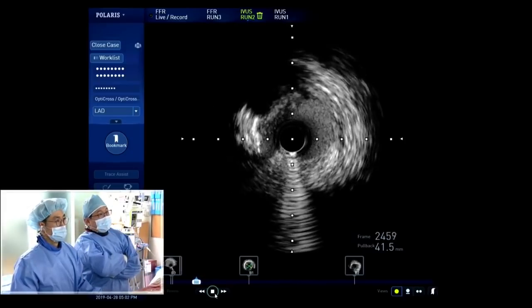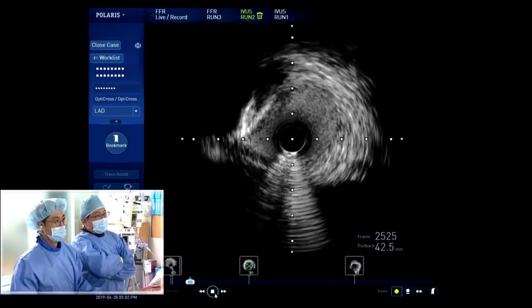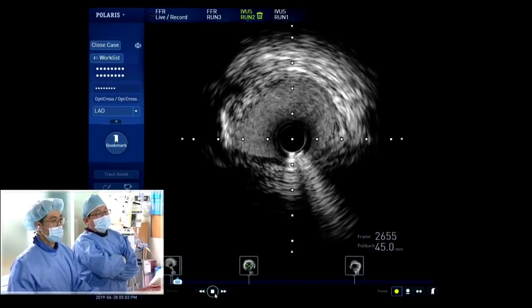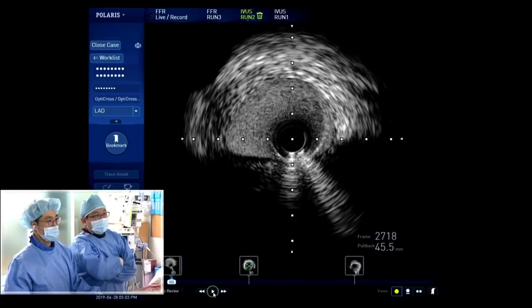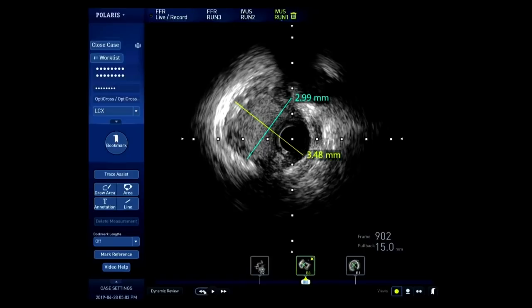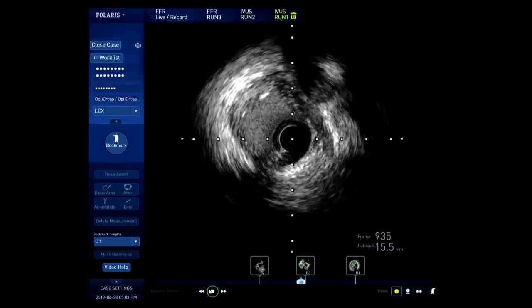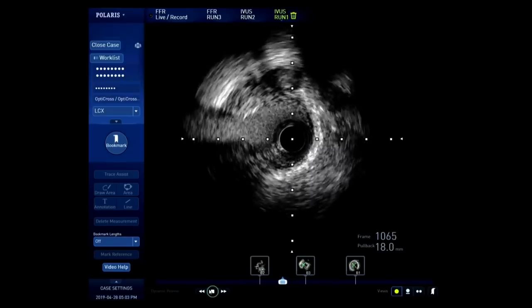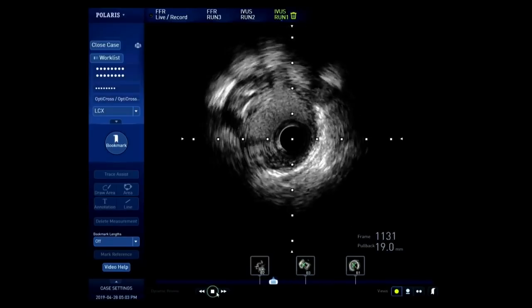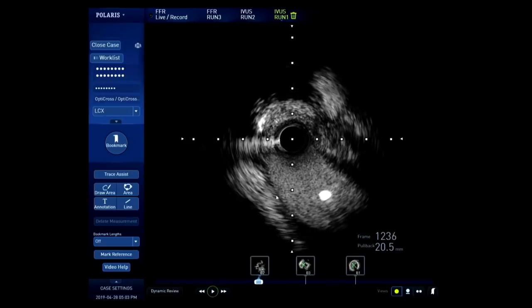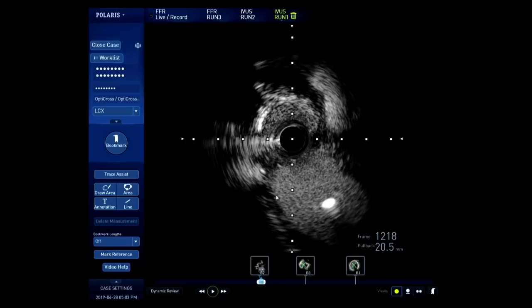Vessel is very big. Vessel size is more than 4. Vessel size almost 5.5? Yeah, more than 5. Could you show us the circumflex? Yeah, run please. Okay, circumflex is at least 3.0, and diffuse disease, very proximal portion of circumflex ostium. Stop, please. Very much disease, right? Very much disease.